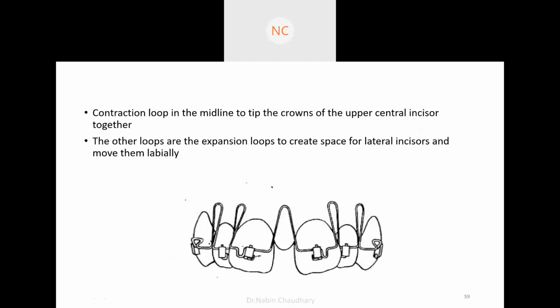Also the loop can be a contracting loop. For example, in this case, there is a space between the anterior central incisors. So the contracting loop is placed between these central incisors, so that it can produce the major tipping of these central incisors in order to close the space. And when there is not enough space between the lateral incisors, the expansion loops are placed in between the lateral incisors in order to gain the space.